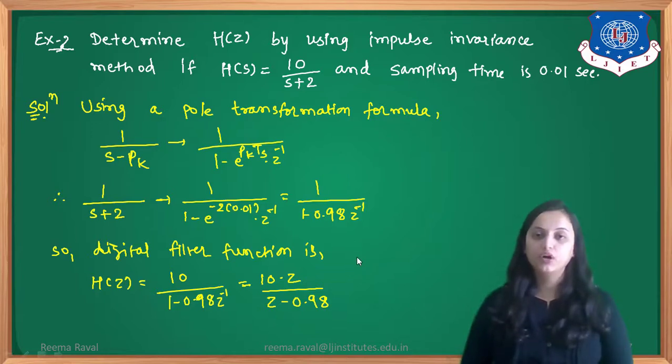So the digital filter function over here is H of z, that is equal to 10 upon 1 minus 0.98 z inverse. By simplifying it in terms of positive powers of z, it will become 10 into z upon z minus 0.98. You can practice more such examples for designing an IIR filter using the impulse invariance method.